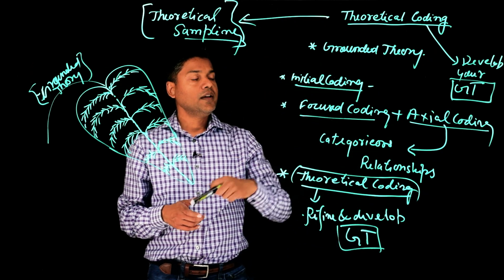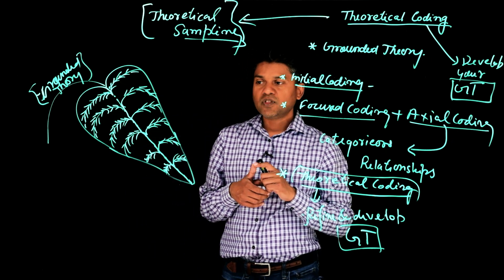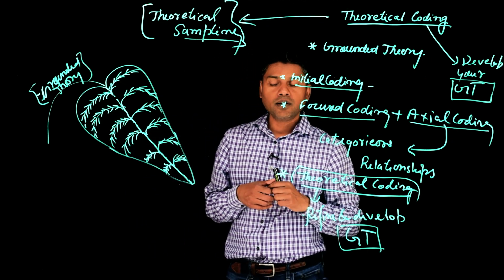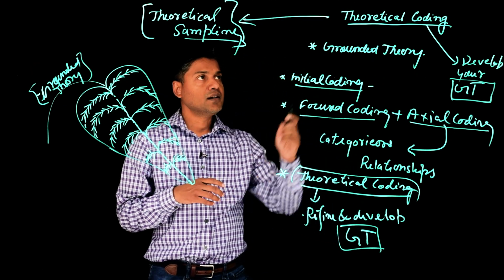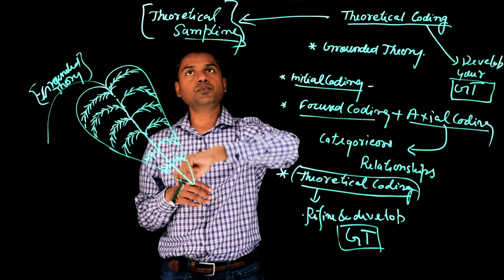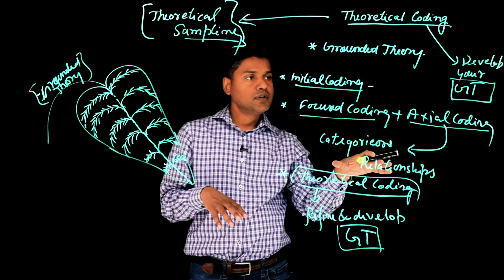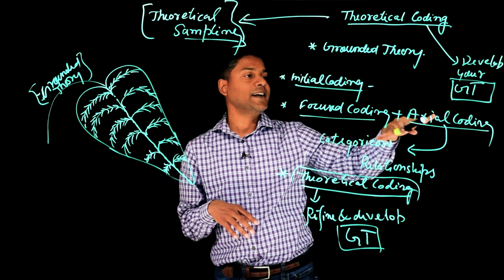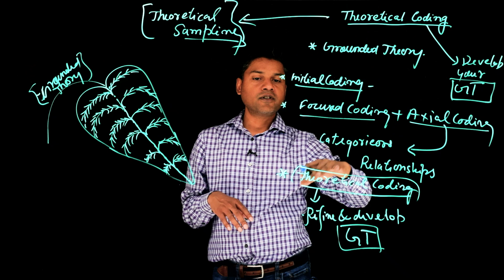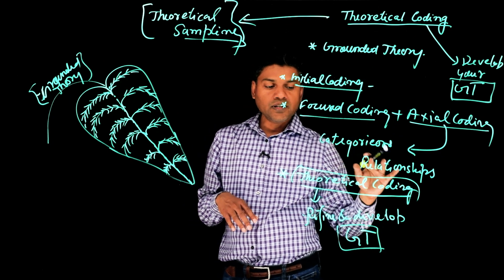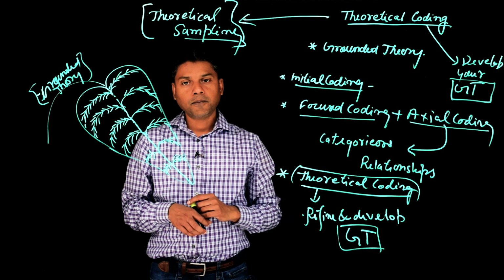So theoretical coding is done in grounded theory. Remember, number 1, this strategy, theoretical coding, is limited to grounded theory. Number 2, it is done in conjunction with the sampling strategy, which is theoretical sampling. And finally, it is used after doing focused coding and axial coding so that you can further develop and refine your categories and subsequently your grounded theory.